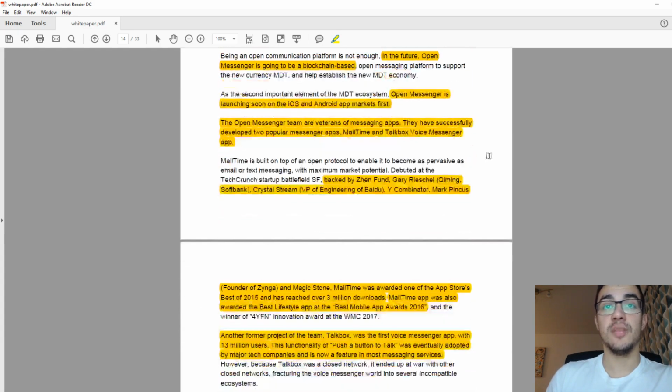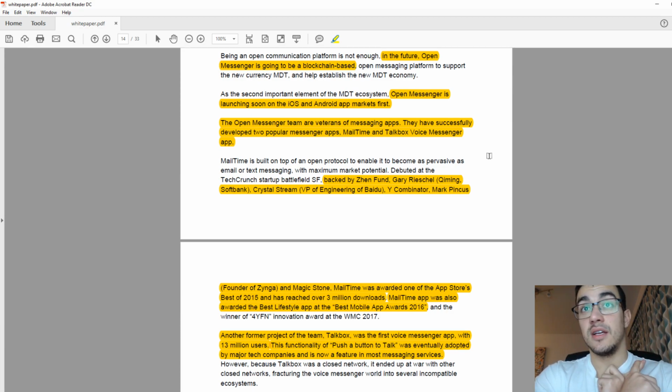The Open Messenger team are veterans of messaging apps, really important, take notice. They have successfully developed two popular messenger apps, Mailtime and TopBox Voice Messenger. We will go through this later, but Mailtime was a pretty big app that made emails look like a chat. For example, like you have WhatsApp now. If you send someone an email, you will get it in the form of a WhatsApp message with their own layout, of course. And TopBox was huge.